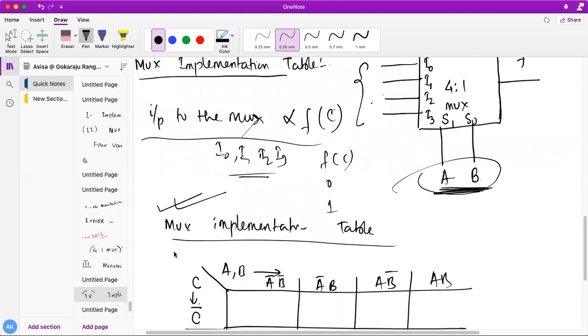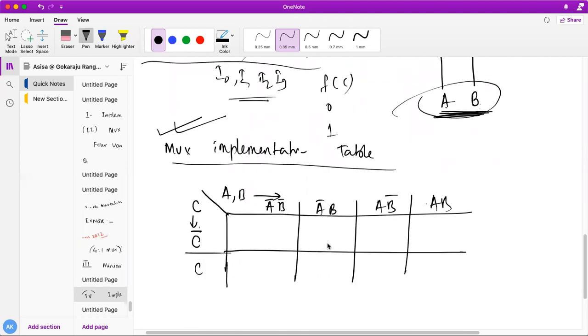Okay, please try to understand the steps, students. Very important. I am constructing a MUX implementation table, which will be A bar B bar, A bar B, A B bar, AB at the horizontal, which are the actual select lines, and the remaining variable C, C bar and C, at the vertical. Now tell me, what is this position? This position will be A bar B bar C bar. This will be A bar B C bar. This will be A B bar C bar. This will be A B C bar.